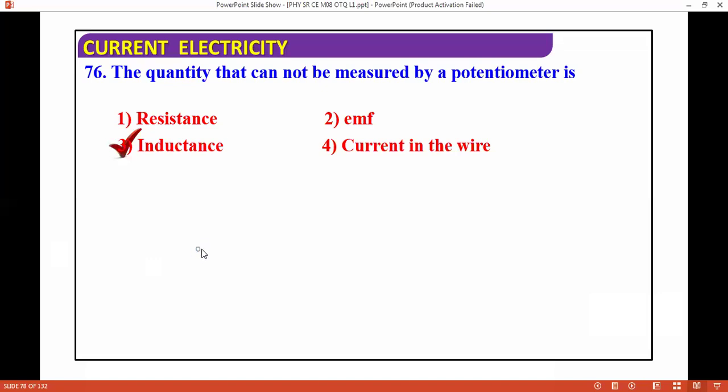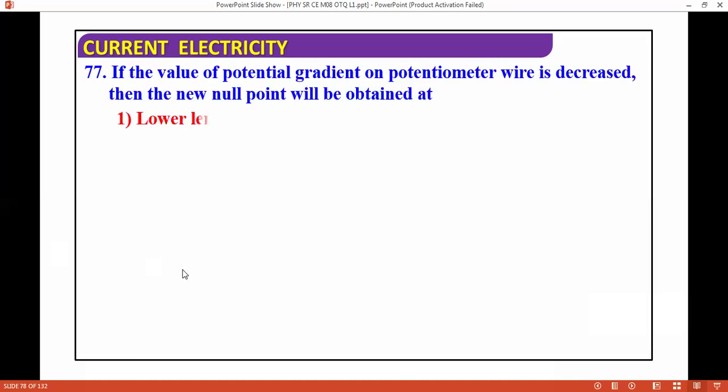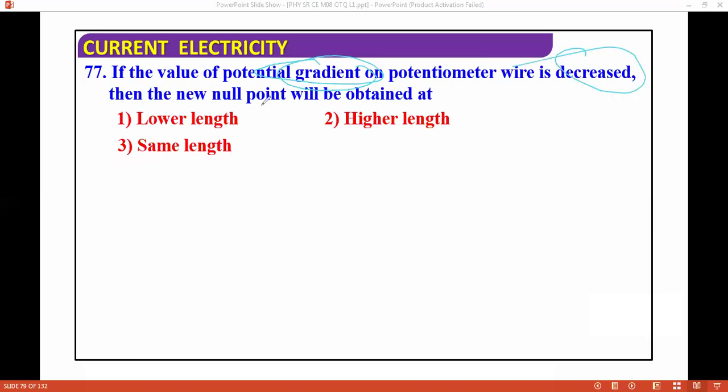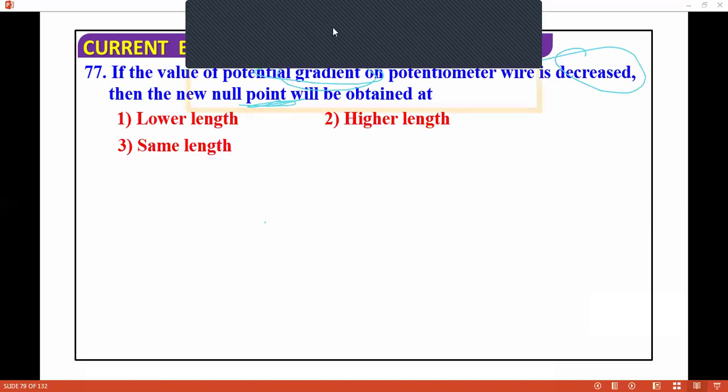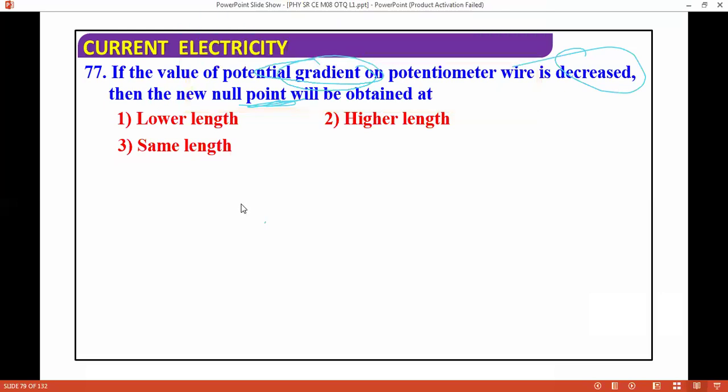Next question: if the value of the potential gradient of a potentiometer is decreased, then the new null point will be obtained at what length? The options are lower length, higher length, same length. The correct answer will be higher length.